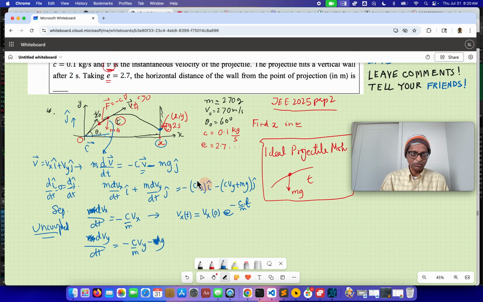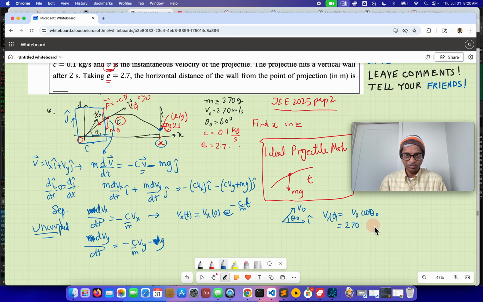So vx sub 0 will come from this. We're given v0 and theta 0, and this is the i hat direction. vx at time 0 equals v0 cosine theta 0. If you want to put values here, that's fine. I'm going to go ahead and put the values because it's actually not that difficult. So this is 270, and cosine 60 degrees is 1/2, so 270 over 2.